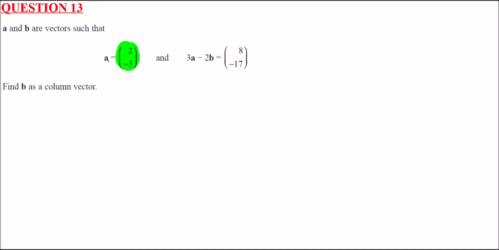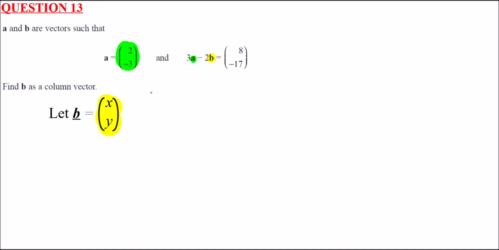A, being a column vector, has a top number and a bottom number. B will be the same. It'll have some top number and bottom number, which we need to find. We don't know the top or bottom number, so let's make up some letters to denote what they might be. Then we can work them out. So A is this, B in yellow. Let's call B x on top and y on the bottom.